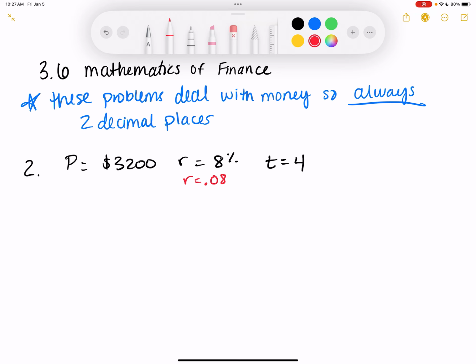I got stuck. All right, so this formula is going to be A is equal to P times (1 plus R) raised to the T. So we're just trying to find A. So this is going to be equal to 3,200 times (1 plus 0.08) raised to the 4th.